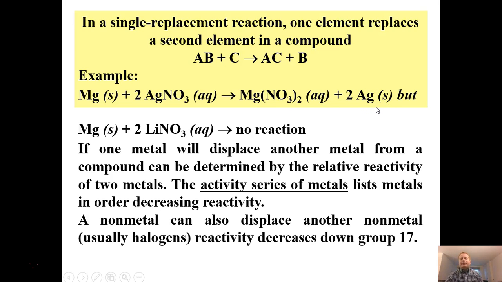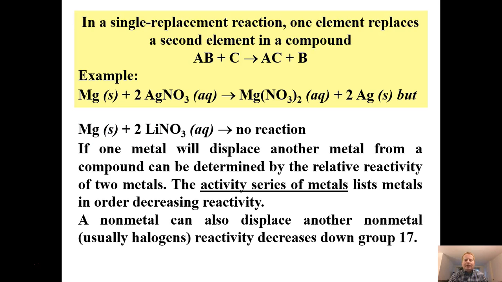Now, the last part of this video, something else that's really important, is that this reaction doesn't always happen. You can't just throw together any element and any compound and have it work. There's actually a list that chemists have made, though, that we can check to see whether this is going to work, and it's called the activity series. Here's an example of a reaction that doesn't work. If you put these two together, nothing would actually happen.